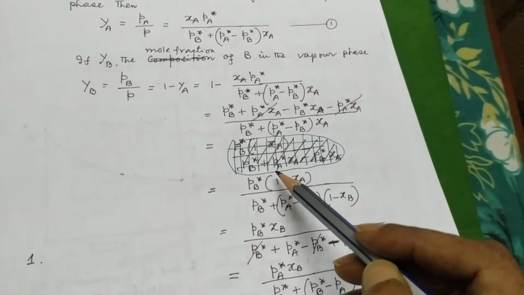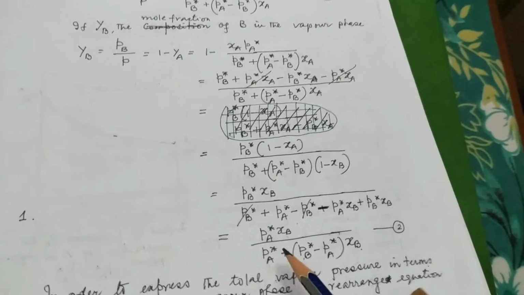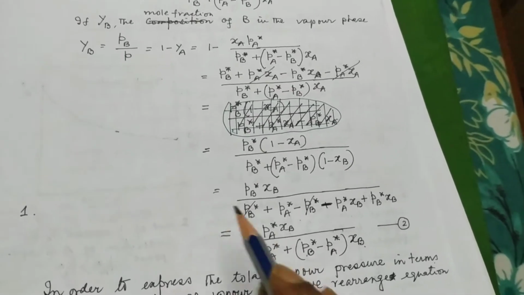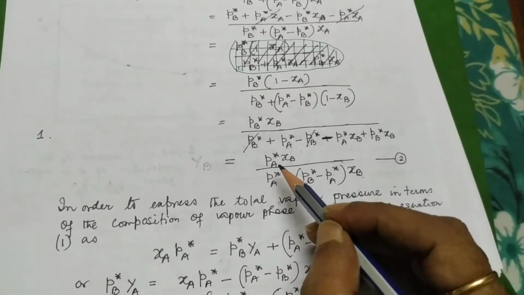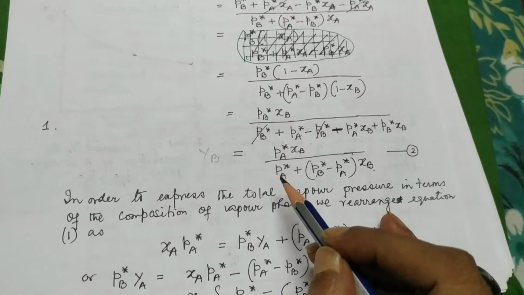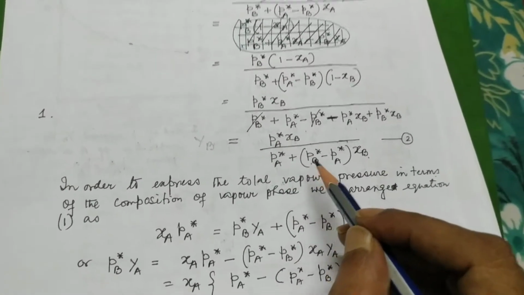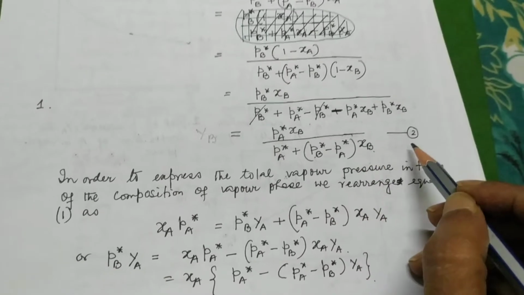So after simplification, we get Yb equals P* Xb divided by P* within bracket Pb* minus P* into Xb. This is equation number 2.